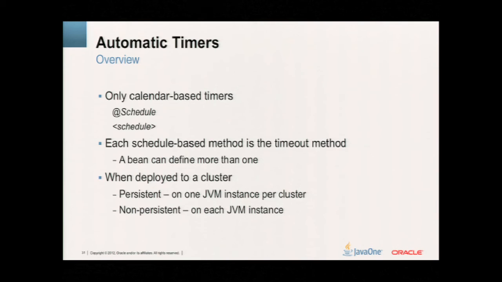Now, when a calendar-based automatic timer is deployed into the cluster, then a persistent timer is guaranteed to be run only on one instance in a cluster, independent of the number of instances. And a non-persistent timer will be running on each and every instance because instances don't know about each other. And what's interesting about this, also non-persistent timers are restarted. So if you canceled it during the execution, the container crashed or the container was stopped, restarted, your timer is created again.